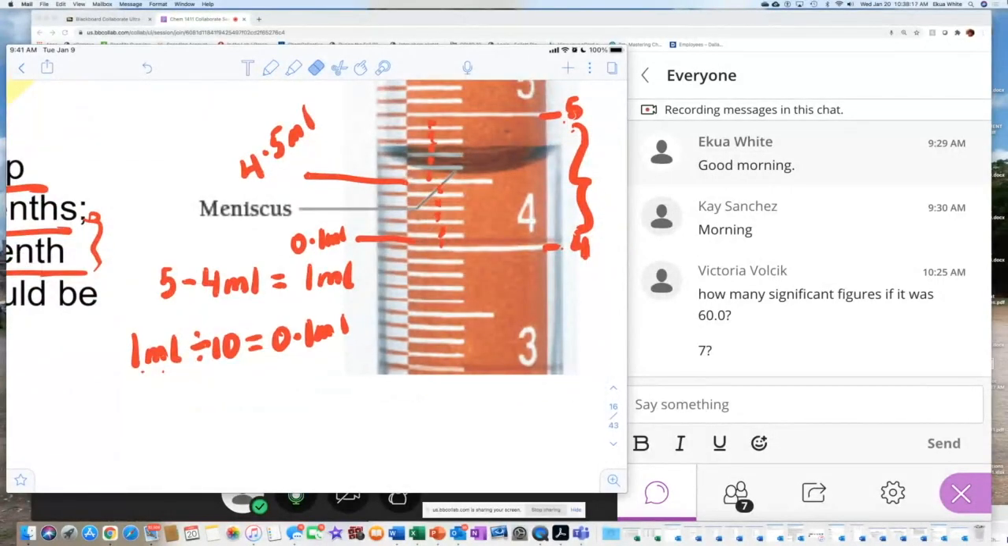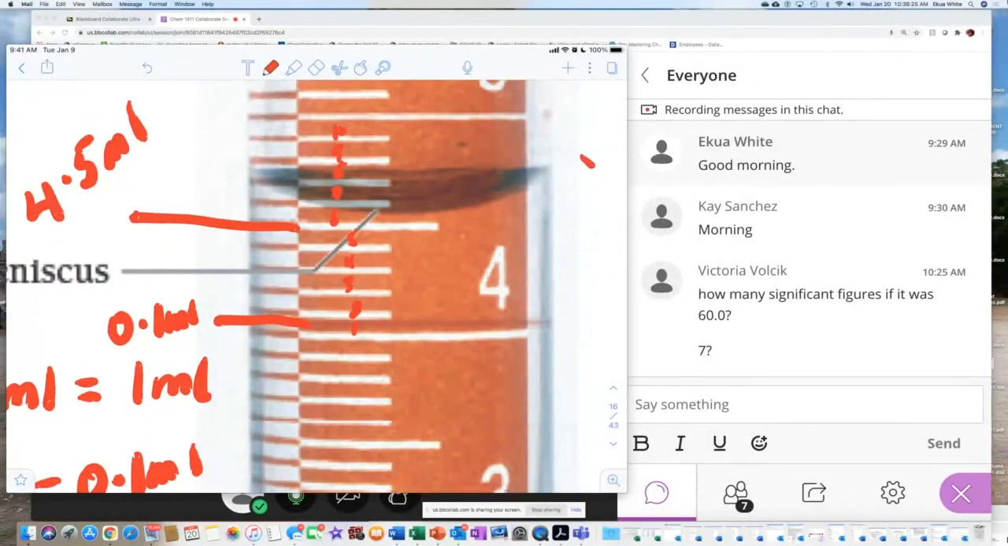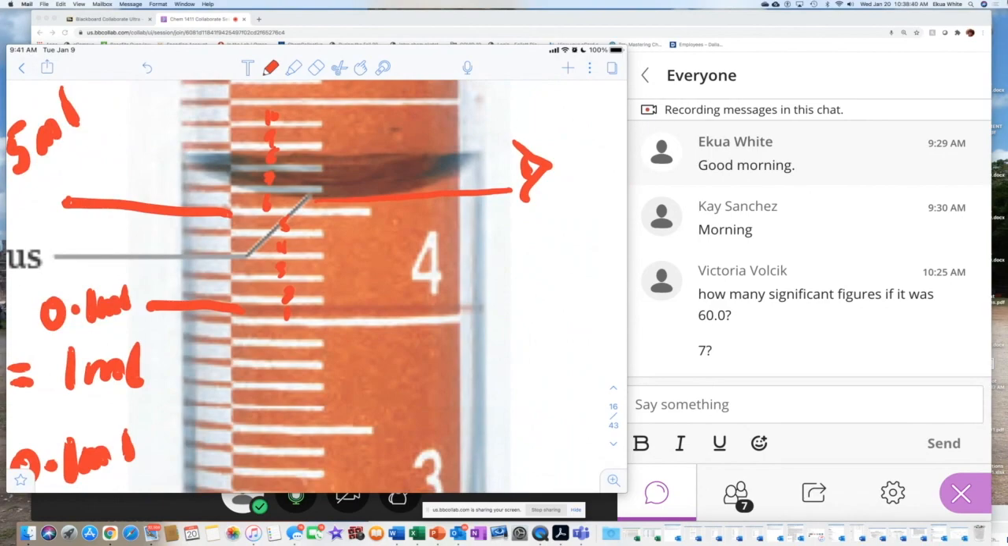Now, when it comes to reading the actual value, you can see the meniscus. When you're reading, you want to make sure your eye level is right here. So you're looking at the bottom of the meniscus, the bottom of the curve. You can see here that the bottom of the meniscus lies between 4.5 and 4.6. You start with the places that actually have marks. We know this is 4.6 because I just added 0.1.